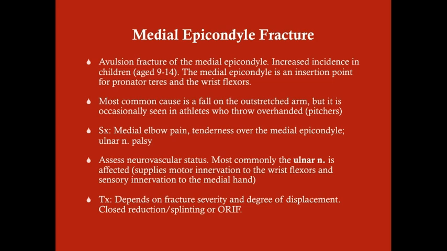Now, most commonly, this is going to be caused from a fall on the outstretched arm, and you can imagine why. If you fall down on your arm, as soon as you hit the ground, your wrist flexors are going to contract, and when your wrist flexors contract suddenly and violently, as they do in this case, then that can pull the medial epicondyle and tear it off of the humerus. Get that avulsion. You can also see it in athletes who throw things.